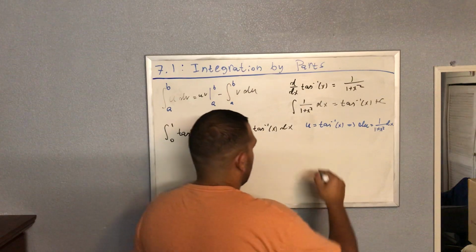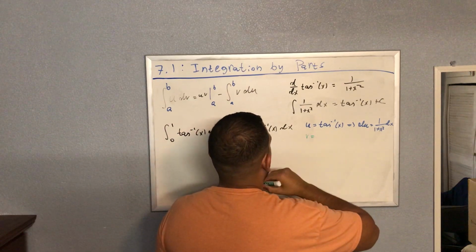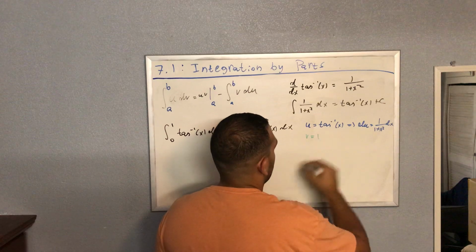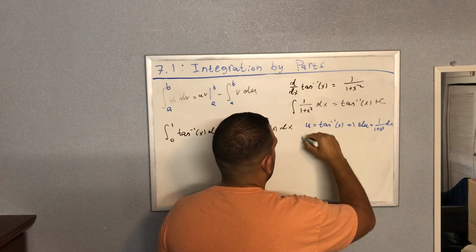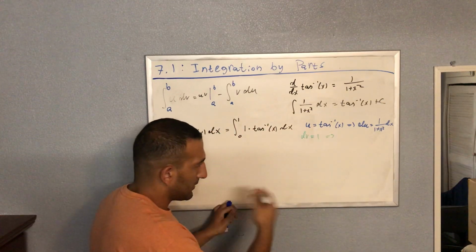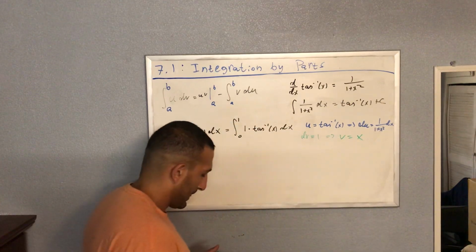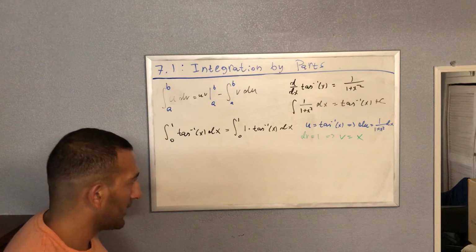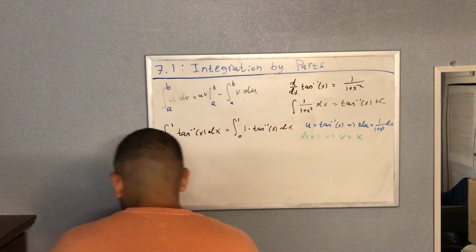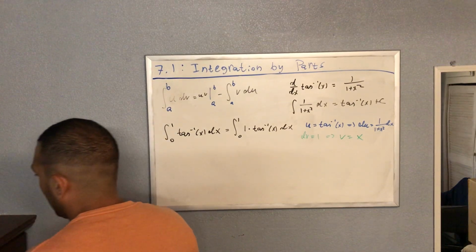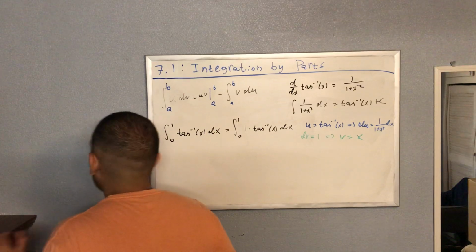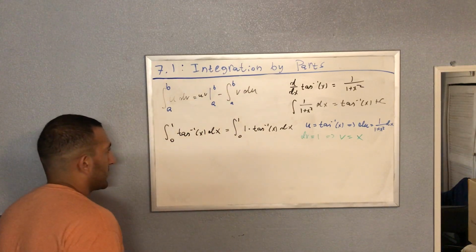And then v, we're going to let dv be 1, basically. dv is going to be 1, and so when you take its integral, v will actually be x. Okay? And now let's apply the integration by parts formula with definite integrals, with limits of integration.